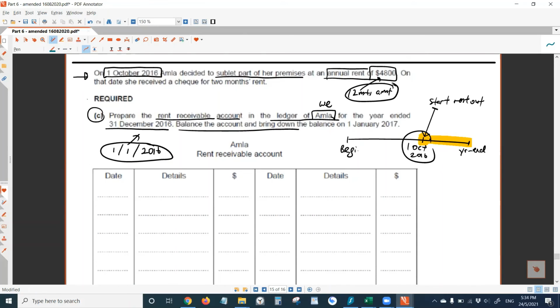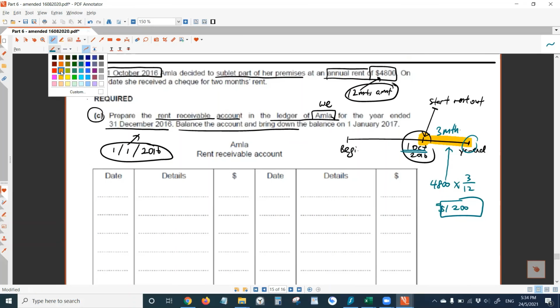Okay, I show you how to calculate. Amla started to rent out the place from October 1st onward. And until the year end is a total of 3 months only: October, November, December. But the $4,800 is a 12-month amount. So to find out how much Amla should receive for the rent during the year, you take 4,800 times 3 over 12. You should get a total of $1,200. So this is the should amount for this question. You get what I mean, Justin?